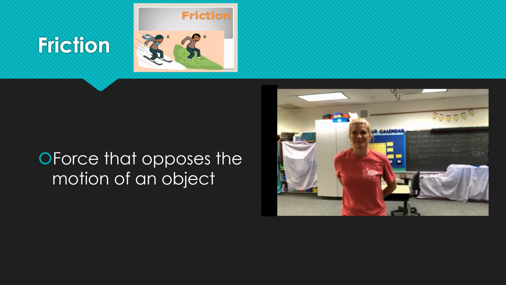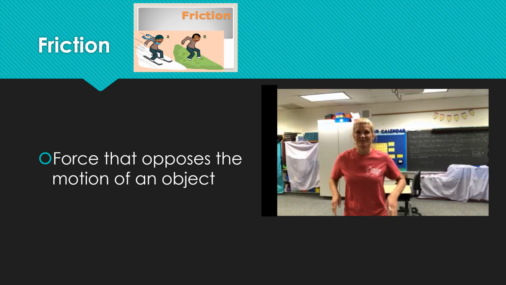Friction is the force that opposes the motion of an object. So when we apply friction to something, it actually can slow things down and cause a slower motion. In this video, copy Miss Underwood as she applies friction to her hands rubbing together. The harder Miss Underwood pushes her hands together, the slower her hands can move.